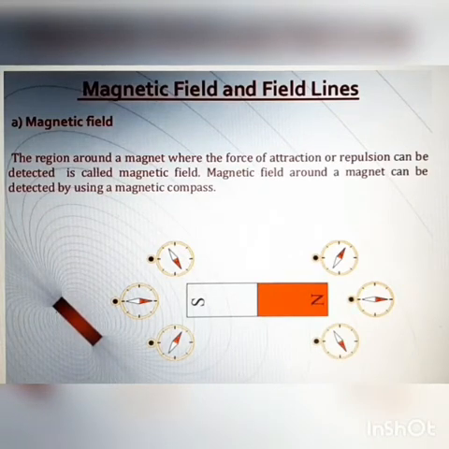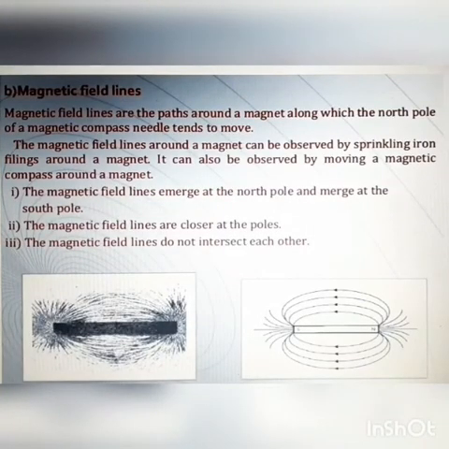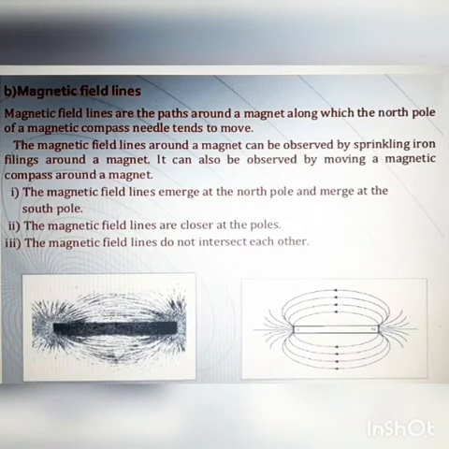The magnetic field around a magnet can be detected by using a magnetic compass, as we can see in the picture given below. Now, magnetic field lines are defined as the path around a magnet along which the north pole of a magnetic compass needle tends to move.